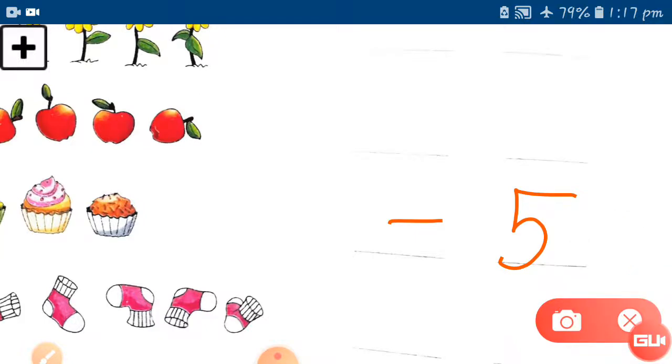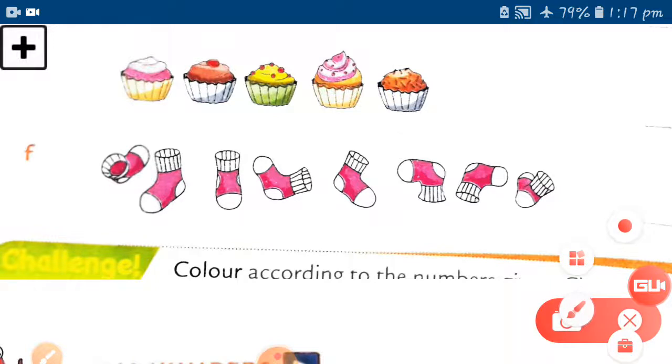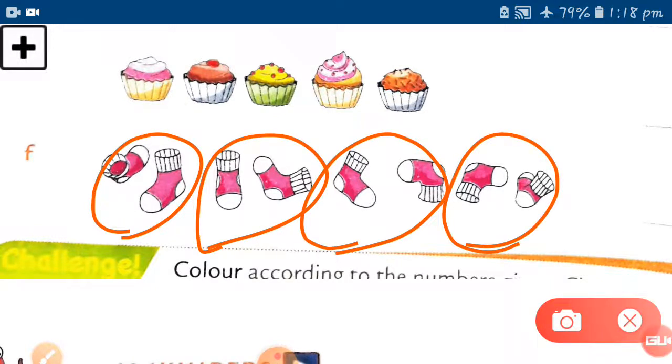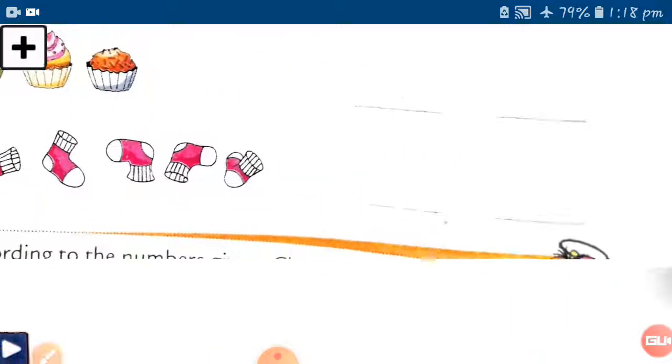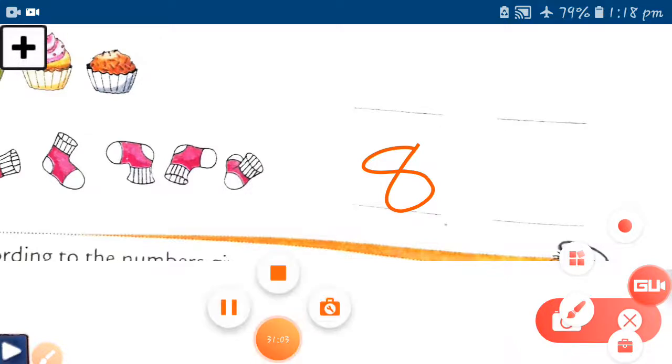Next one. Socks are there. Let's make the pairs. 1, 2, 3 and 4 pairs, which means 8. So 8 will go with the even number. Okay, so this is the way.